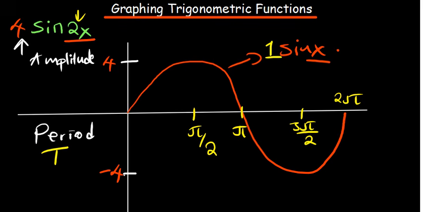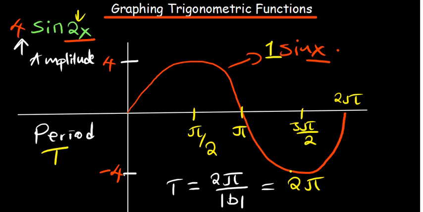In this case we have a 2. The period is calculated using this formula: the period T is equal to 2 pi divided by the absolute value of b, which is the coefficient of x. In the initial form, we just had a 1 as the coefficient of x, so our period is just 2 pi. We understand what the period is: how long it takes to complete a revolution.